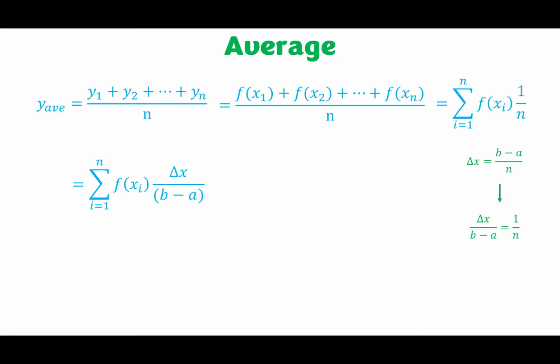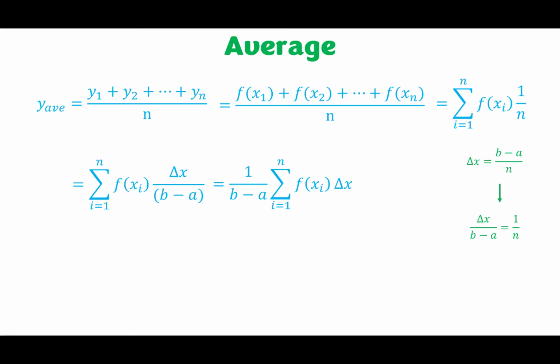And since 1 divided by (b minus a) is a constant, I can factor that out of my summation. So what we have so far is a formula written in summation notation of finding the average value of a finite number of function values, where the function values are equally spaced horizontally according to delta x.